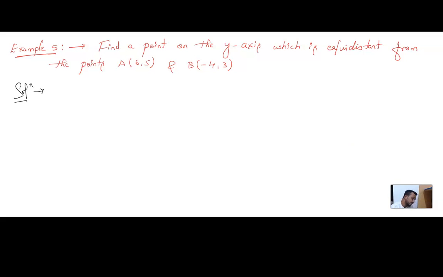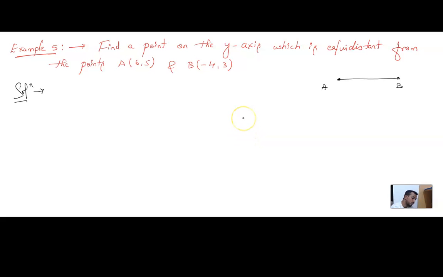Anyways, let me solve this problem. Here the question is, find a point on the y-axis which is equidistant from the points A and B. Means we have 2 points, so this is A and this is B. We have 2 coordinates A and B.